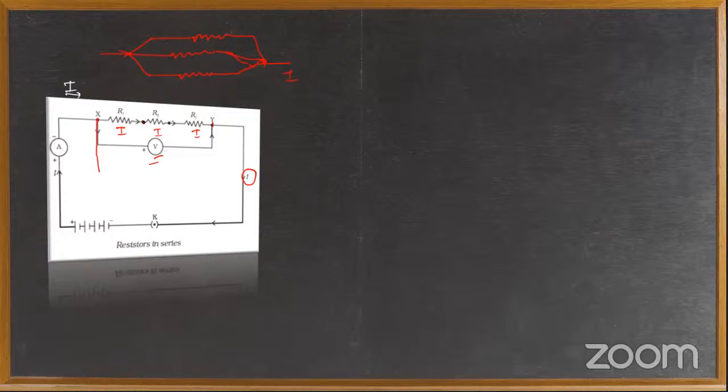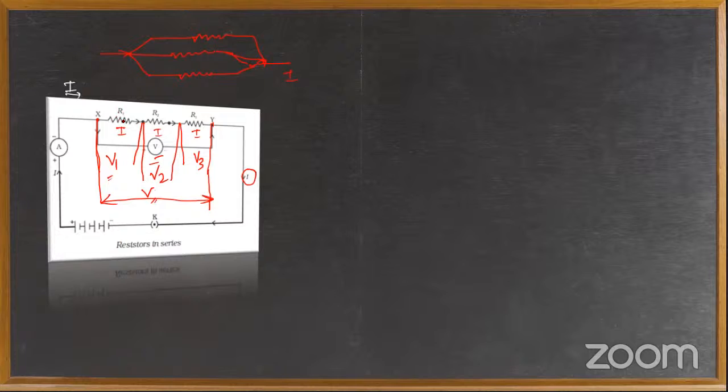Potential difference between these two points is V1. Potential difference between these two points is V2, and potential difference between these two points is V3. But the total potential difference is V. The total potential difference is V, and the potential difference across the first resistance is V1. Across the second resistance it is V2, and across the third resistance it is V3.